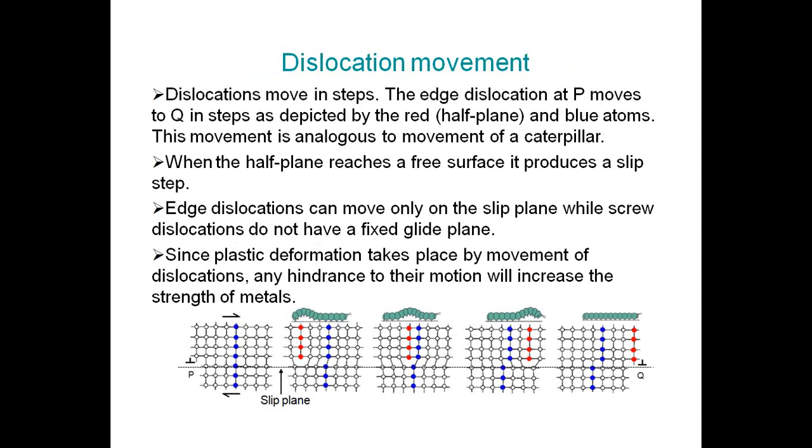So here they are showing how the movement will be there when there is a slip, how the atoms or the plane of atoms, how it is going to be shifted or moved from one side to another side. The dislocations, it will move in steps. So if you see this diagram, how the atoms are going to move from P to Q, we'll see. Okay, the edge dislocation at point P moves to Q in steps as represented by red. Okay, this is the extra plane of atoms and the blue atoms. This movement is analogous to movement of the caterpillar.